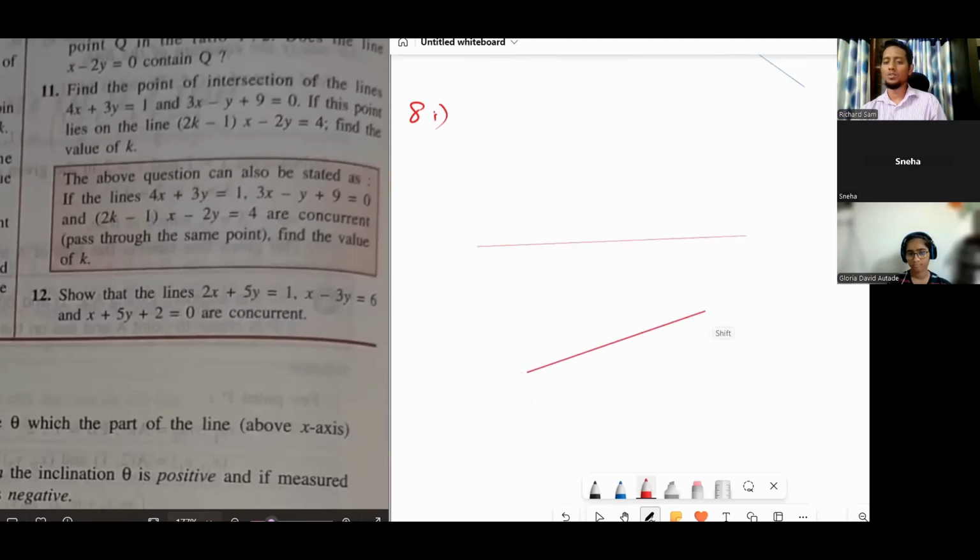See, 1 line and 2 lines. Do 2 lines meet? Do 2 lines always meet or 2 lines never meet? Or how is it?